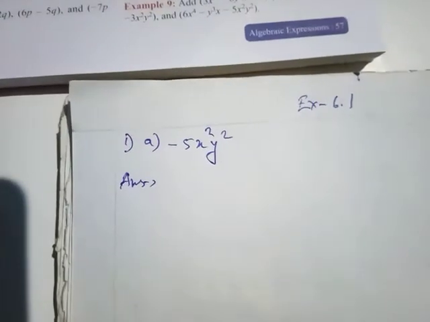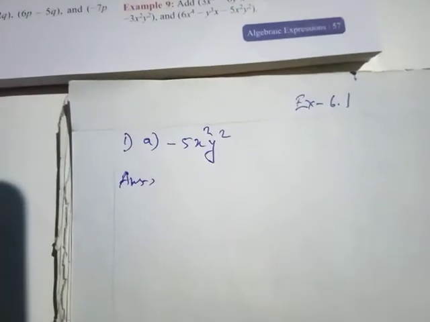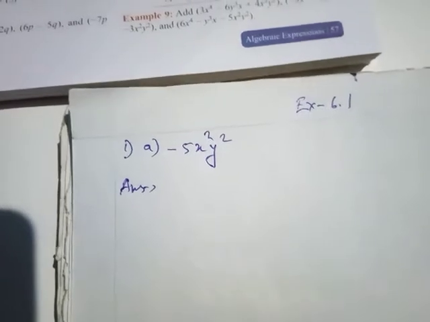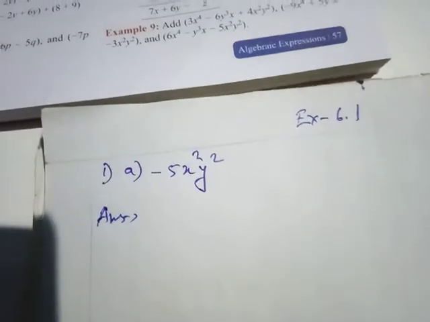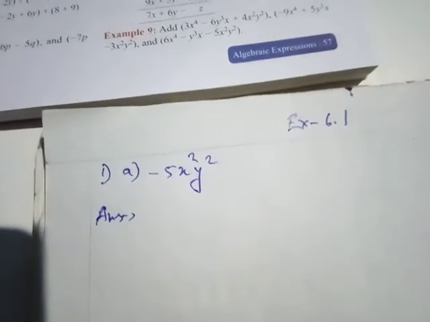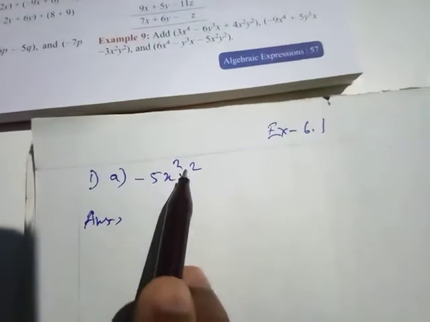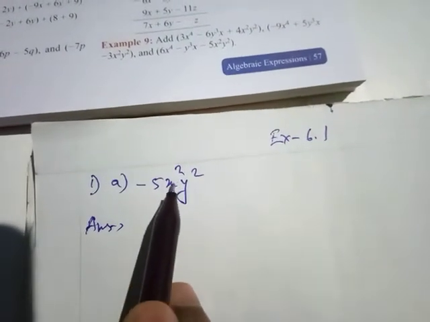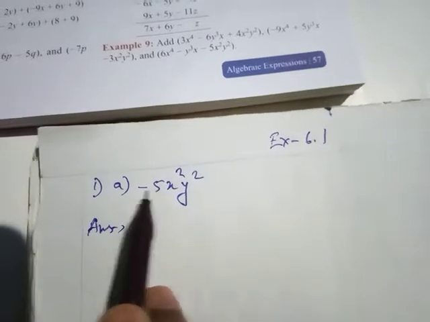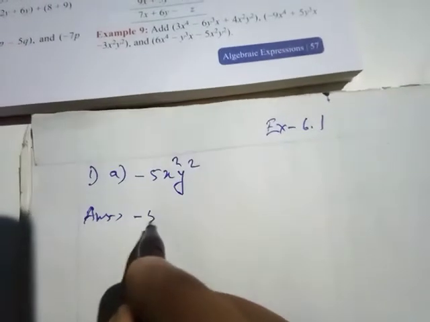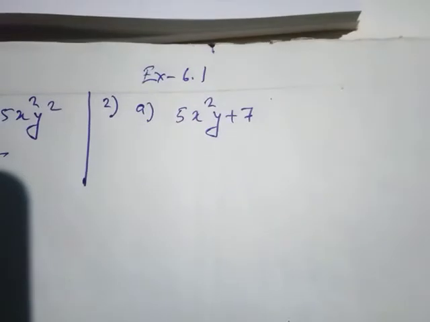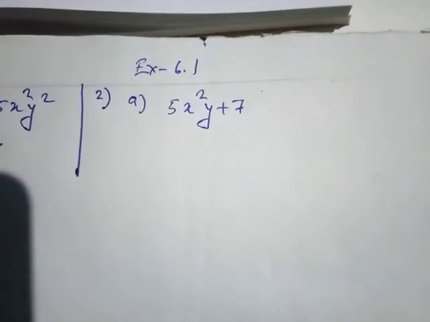Now exercise 6.1. The first question is to write the numerical coefficient of each term. Numerical coefficient means the number. So in minus 5 x square y square, these are variables, and the constant is minus 5. So the answer is minus 5. And write all the definitions in your copy.